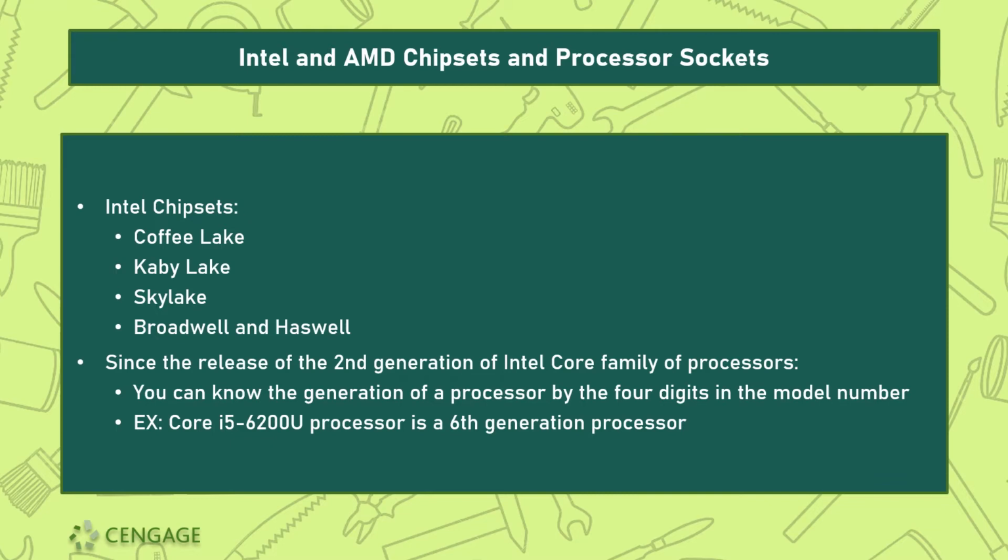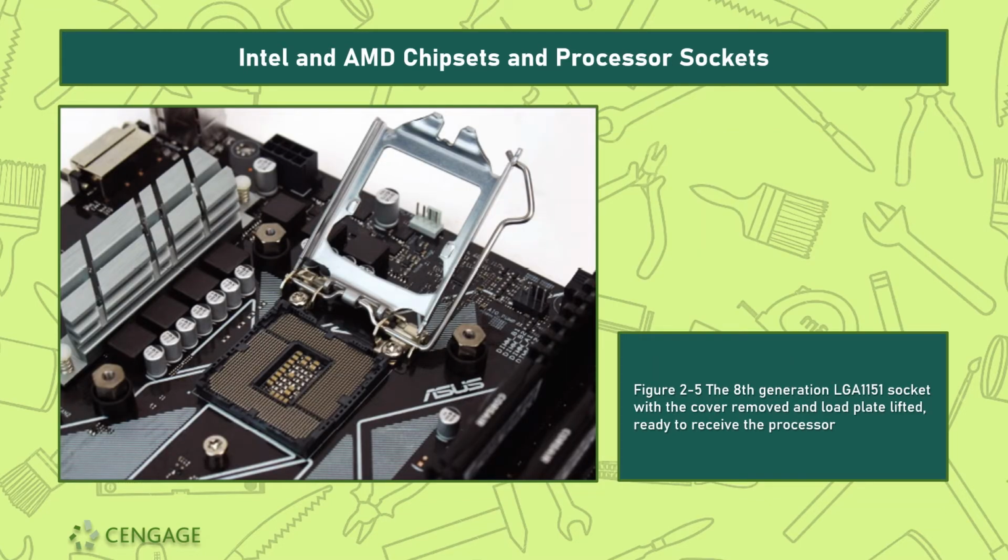So if we have an i7-8850, that's an 8th generation chip. We can pick it out pretty easily. So here we can see an 8th generation LGA 1151 with the cover removed, and the load plate is lifted. So the load plate is that big metal frame that kind of sits over the chip.